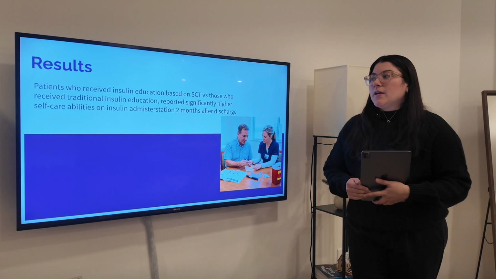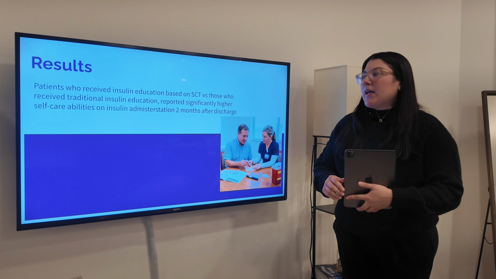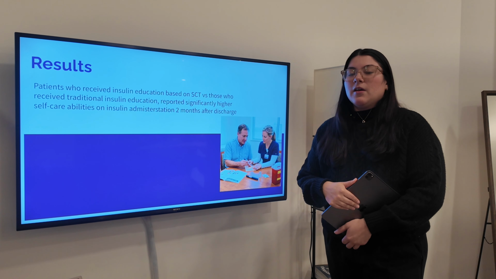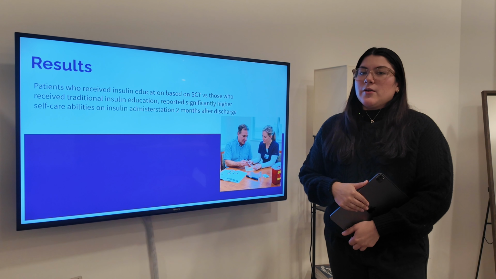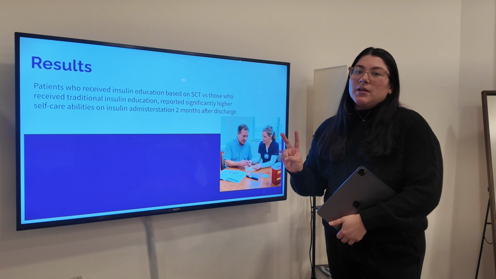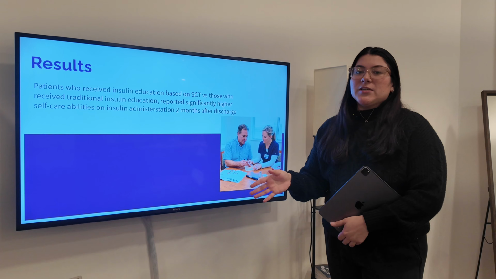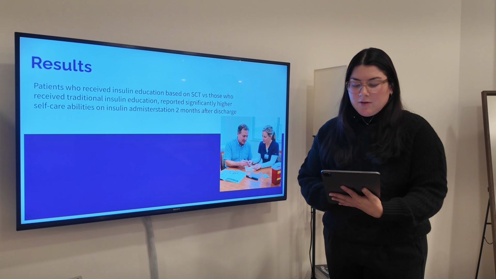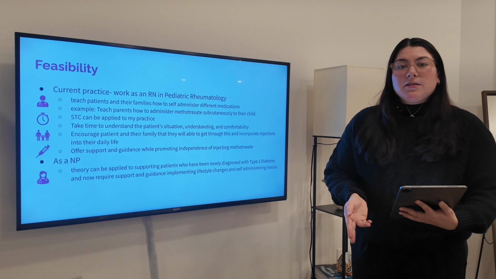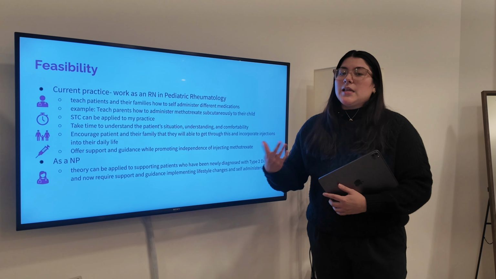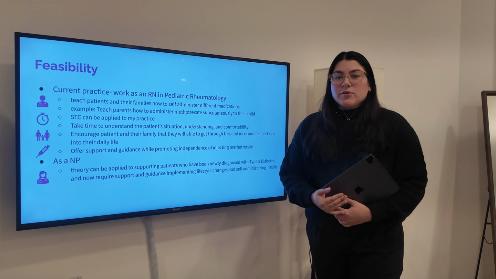So the results, as predicted, the patients who received education on insulin administration using Swanson's theory of caring had better reports of self-care abilities on insulin 2 months after hospital discharge versus the patients who received traditional insulin education upon discharge. So based on that study and real-life nursing application, this theory can easily be applied to nursing practices.